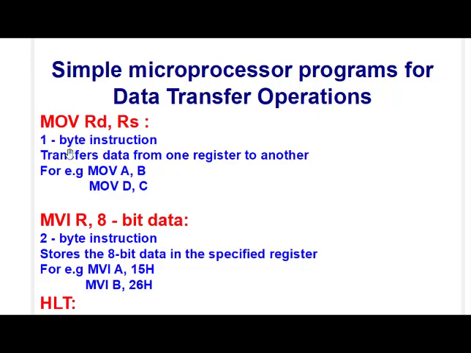Now what does this instruction do? This instruction transfers the data from one register to another. One example is MOV A, B. This instruction will copy the data from B to A. Here Rd means destination, Rs means source. Rd can be any register, Rs can be any register. In our case, MOV A, B will transfer the data from register B to register A. The contents of B will remain as they are and the contents of A will become equal to B. Then the instruction MOV D, C will transfer the data from register C to register D. So this is regarding the move instruction.